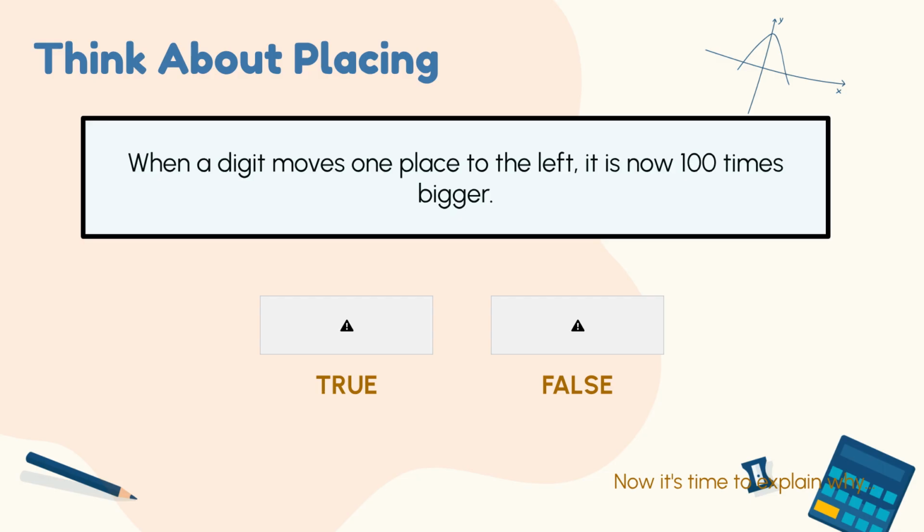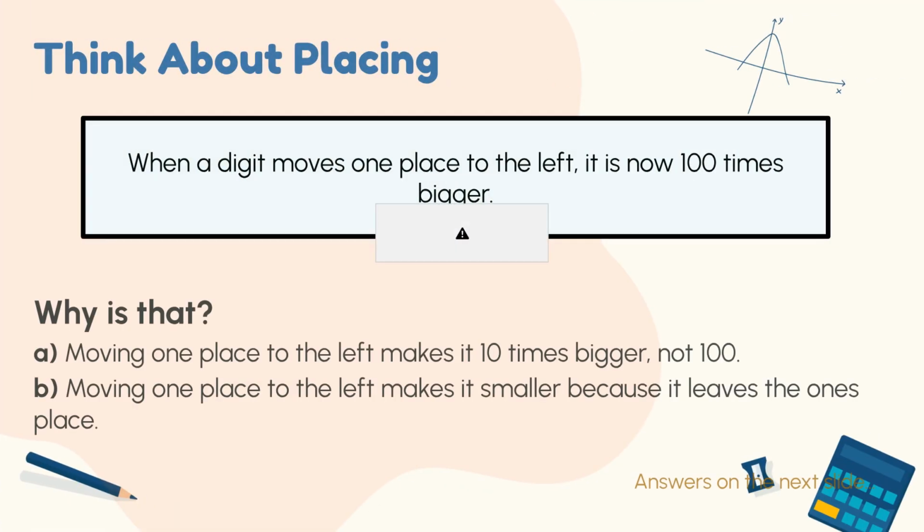Think about placing. Is it true or false that when a digit moves one place to the left, it is now 100 times bigger? The previous statement is false. Why is that? A. Moving one place to the left makes it 10 times bigger, not 100. Or B. Moving one place to the left makes it smaller, because it leaves the ones place. The answer is A. Moving a digit one place to the left makes it 10 times bigger, not 100. Remember the rule of 10.